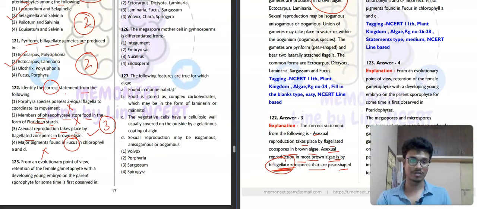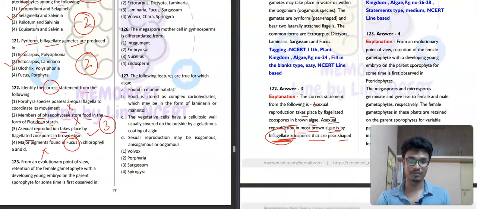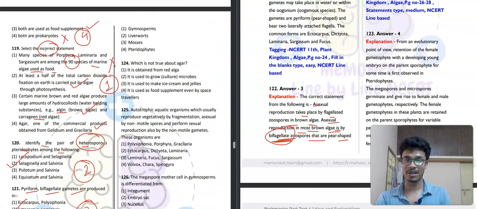Moving towards the next question, 123. Okay, so it is saying that from an evolutionary point of view, retention of the female gametophyte with a developing young embryo on the parent sporophyte for some time is first observed in, the options are gymnosperms, liverworts, mosses and pteridophytes. So this thing is first observed in pteridophytes. So the fourth option will be our correct answer for this question.